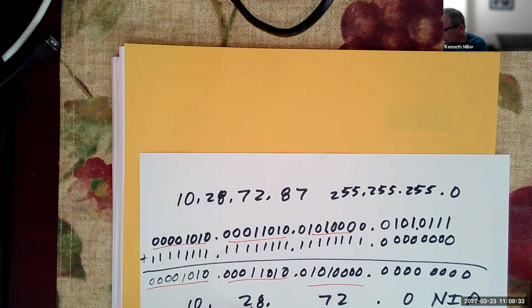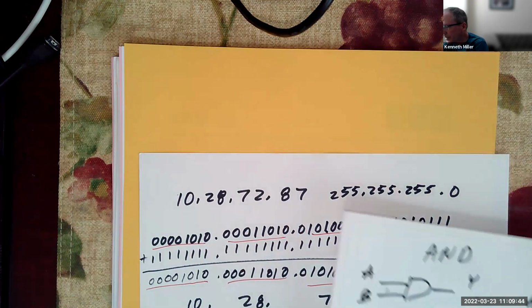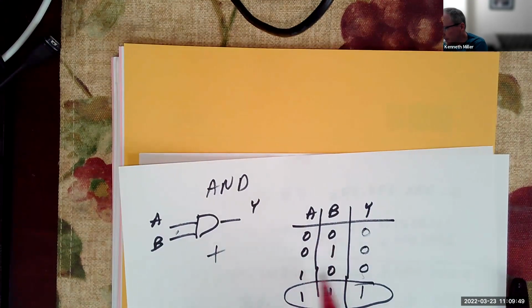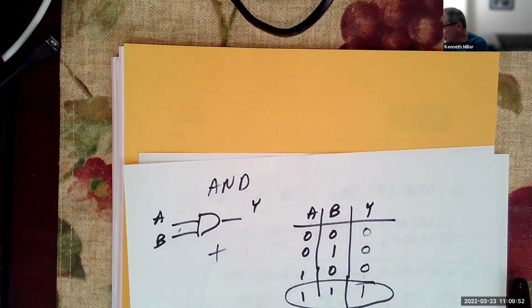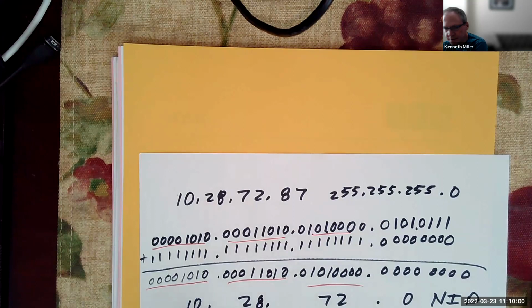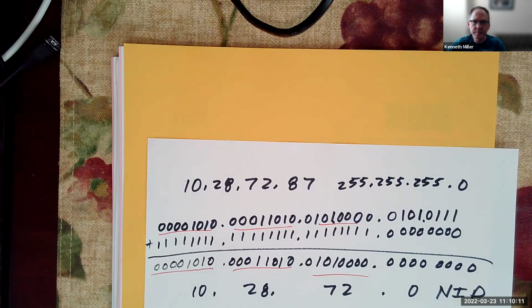So we get 10.28.72. Now, the interesting part is this last octet, 87 and 0. Anything ANDed with a 0, right? If we come back over here, anytime any of our inputs are 0, the output is always 0. So we know that anything ANDed with 0 is always going to be 0. So then our network ID becomes 10.28.72.0.